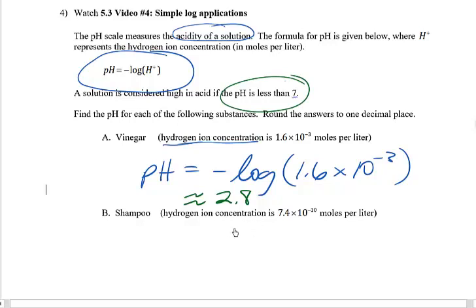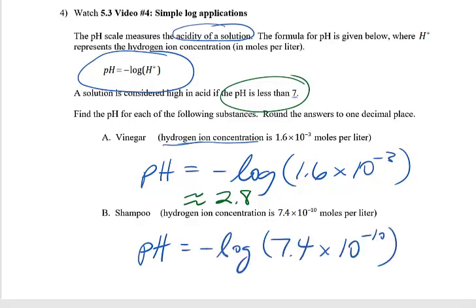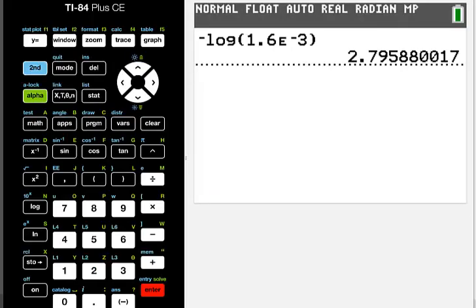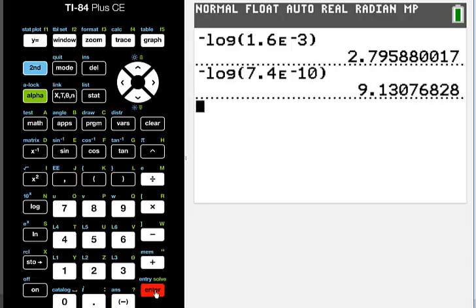Okay, let's go on to shampoo. So again, here's the hydrogen ion concentration. I just need to plug into my formula the negative of the log of that number, and then I'll have to go to the calculator once again. So again, negative log, this time 7.4, choose that little EE, and my power is negative 10 for the scientific notation. Hit enter, and it looks like this time we've ended up with a pH of about 9.1.